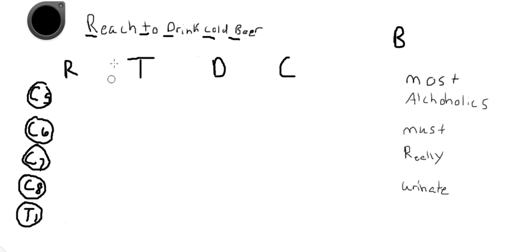So we have a couple acronyms up here. It's going to be reach to drink cold beer. And continuing with this alcoholic theme, you can see that we have most alcoholics must really urinate. So what do these two acronyms stand for? What are these going to represent? Reach to drink cold beer is going to be our roots, trunks, divisions, chords, and branches of the brachial plexus. Most alcoholics must really urinate: musculocutaneous, axillary, median, radial, and ulnar nerve.